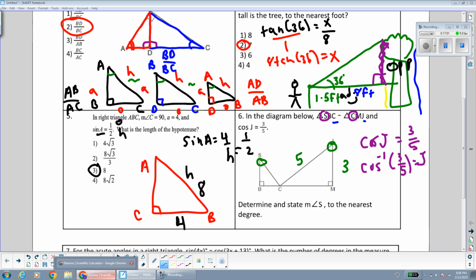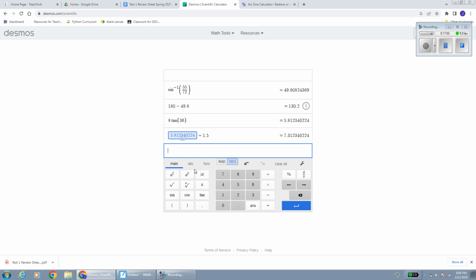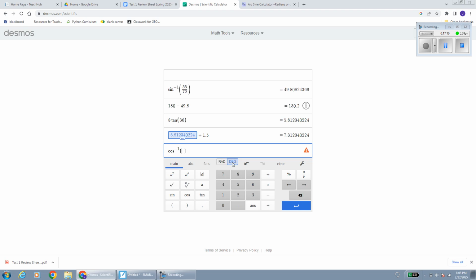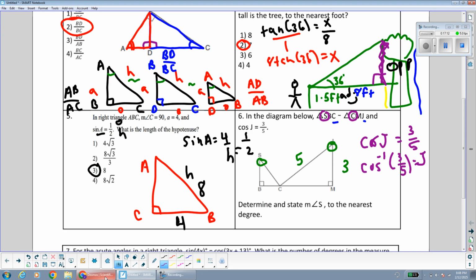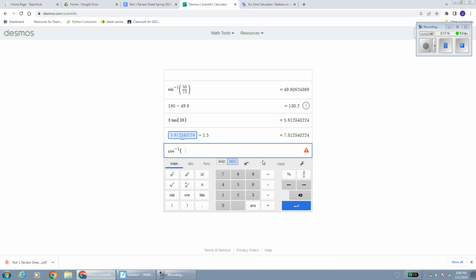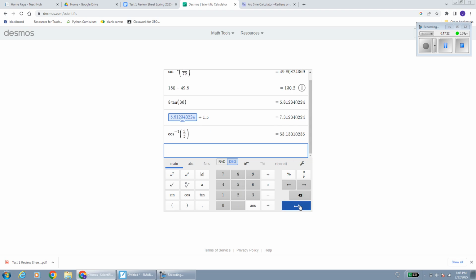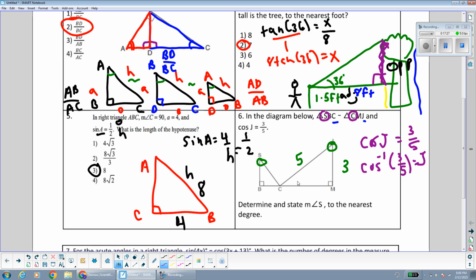And let me do that. I'm going to leave a couple of decimal places now. 53.13, I'll leave. So this angle is approximately 53.13.